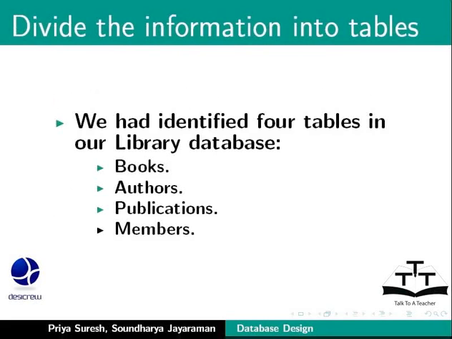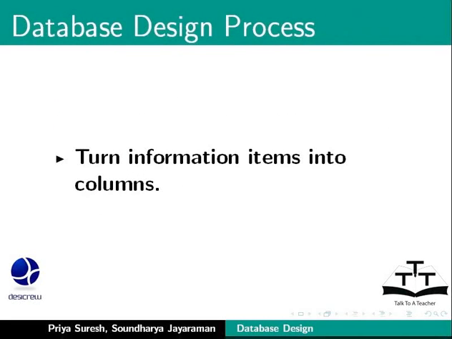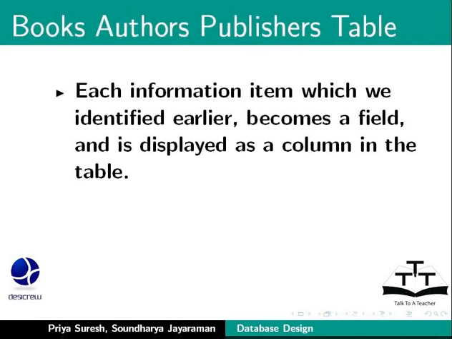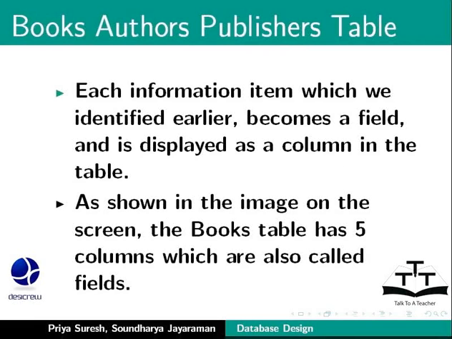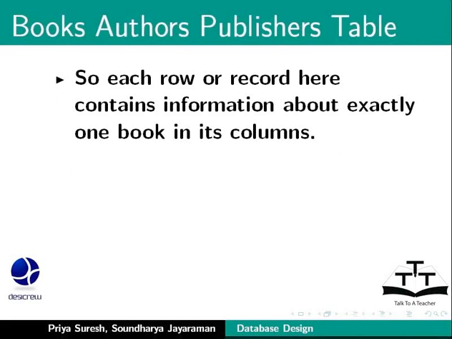Let us now go to the next step, which is turning the information items into columns. Here we will decide which information item we want to store in each table. Each information item which we identified earlier becomes a field and is displayed as a column in the table. As shown in the image on the screen, the books table has 5 columns which are also called fields. So each row or record here contains information about exactly one book in its columns.